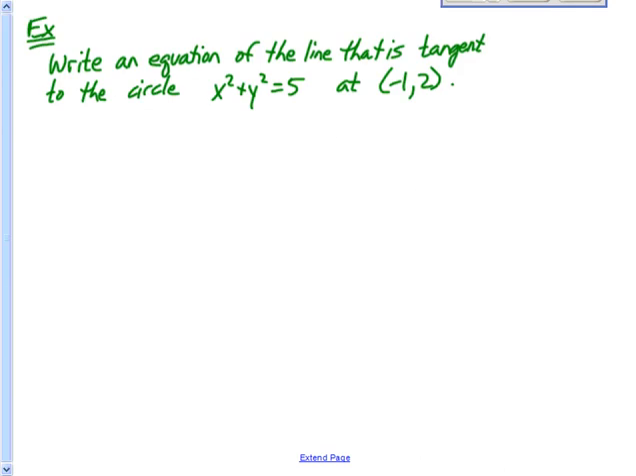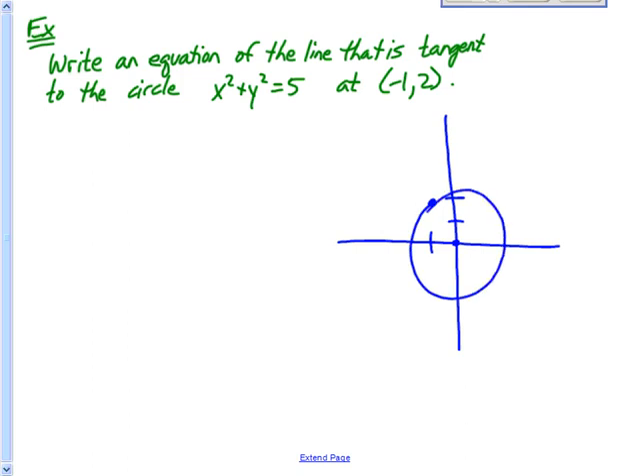All right, let's look at another example here. Write an equation of the line that is tangent to the circle x squared plus y squared equals 5 at (negative 1, 2). So this (negative 1, 2) is on our circle, and our center's at the origin.